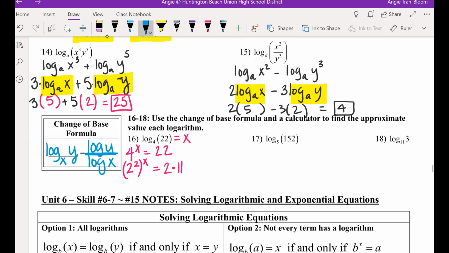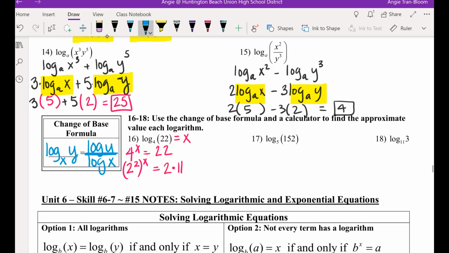So 2 to the 1 is 2, right? Yeah. 2 squared is 4. 2 to the third is 8. 2 to the fourth is 16. 2 to the fifth is 32. There's no possible way for me to get to 22 using base 2. So that's why we have to learn a second way, which is using a calculator. Go grab one. It's going to have to be a decimal, okay? So go grab one, guys.